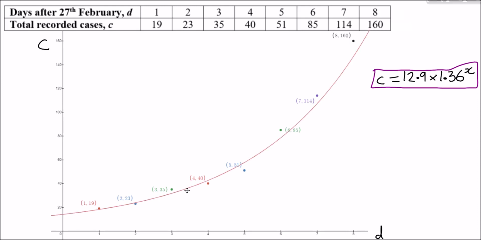Now that red line very closely matches these points. It's not perfect, it very seldom is, but it's a very, very good fit of an exponential curve. So that's a real life application of these exponential modelling questions. You can see actually that's surprisingly good in terms of an approximation.